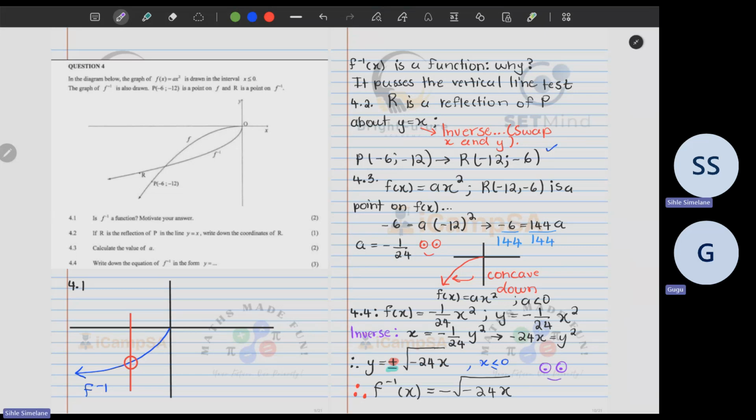Okay, awesome. So when you were trying this question, where did you get confused, if you did?